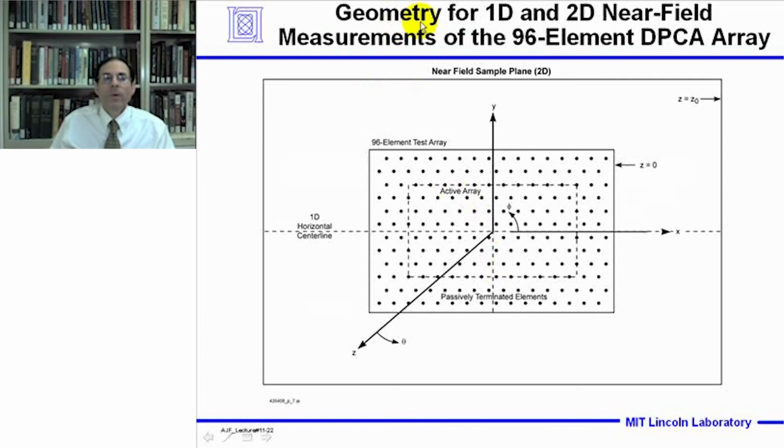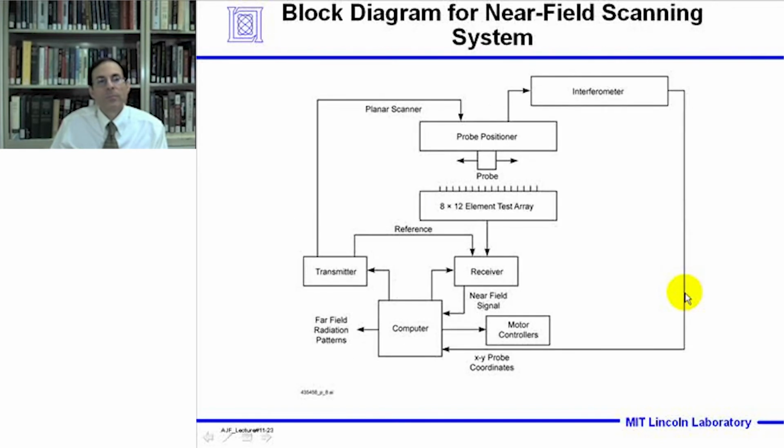This slide shows the measurement geometry for 1D and 2D near field measurements for the 96 element DPCA array. So in general, the near field sample plane would be two-dimensional, and a grid of near field points would be sampled over a large planar surface. And in this lecture we used a 1D horizontal centerline cut of the near field data to compute the far field radiation performance of each phase center.